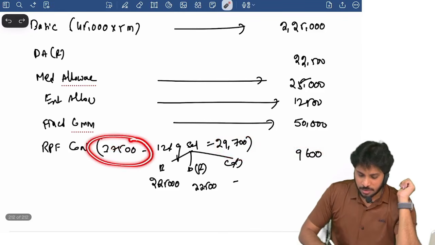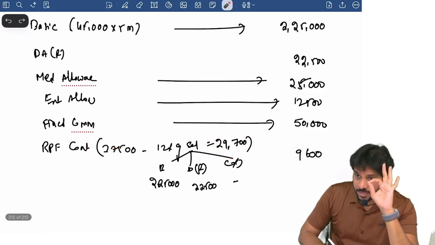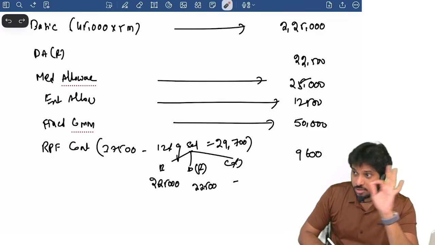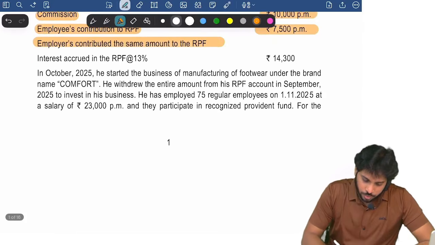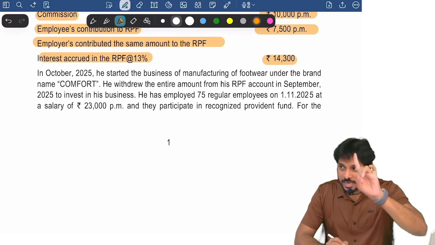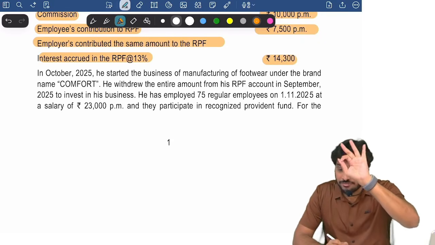Remember this amount, the default tax regime is being followed. There is no chapter 6A reduction. If the assessee is following the default tax regime, there is no chapter 6A reduction. That we need to remember. Next, interest accrued on RPF at 13%: 9.5% exempt, 3.5% taxable. Correct?